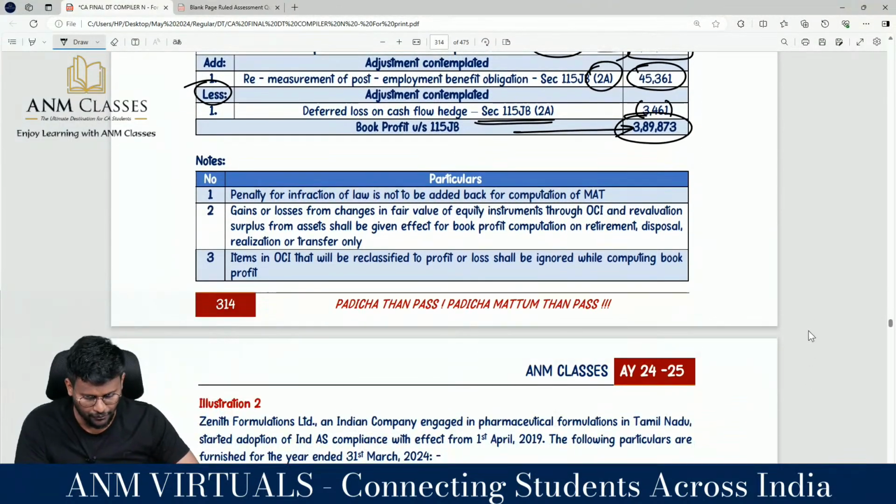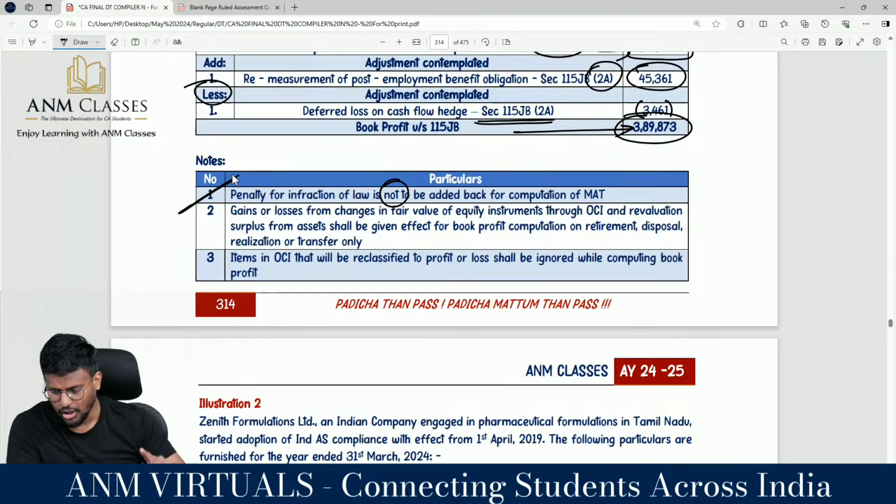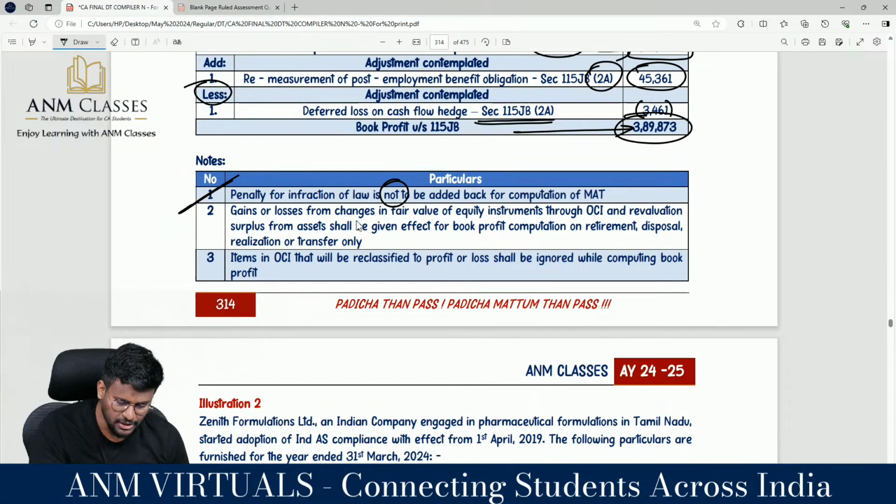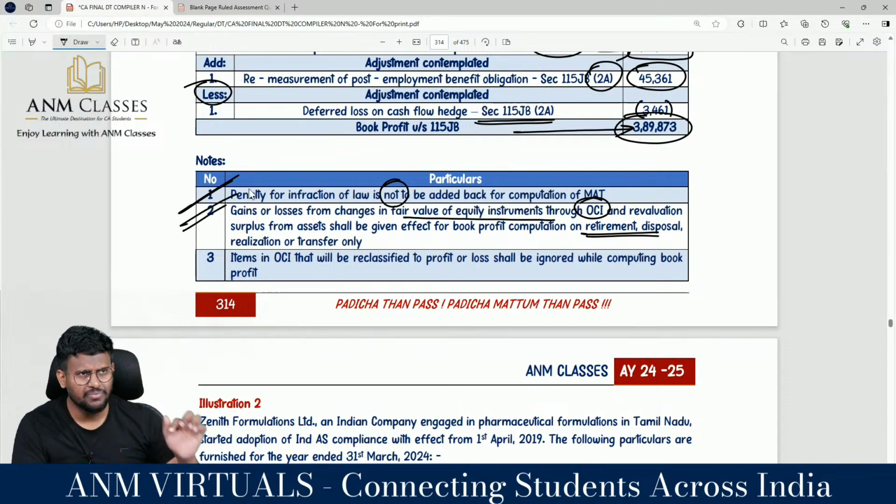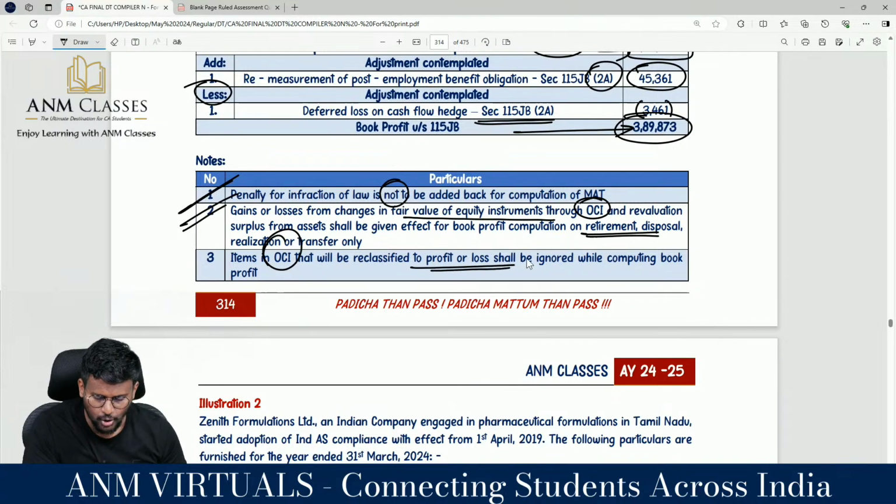On this apply whatever 15%. Penalty for infraction of law is not to be added back for computation of MAT, because that is not applicable for MAT. That is applicable only for the normal route. Gains or losses from change in fair value of equity instrument through OCI and revaluation surplus from assets shall be given effect for book profit computation on retirement, disposal or realization or transfer only. That is not the time of taxation. Now, an item in OCI that will be reclassified to P&L shall be ignored while computing book profit.